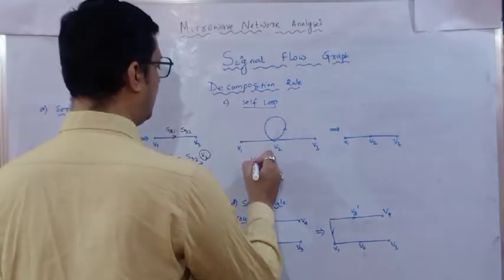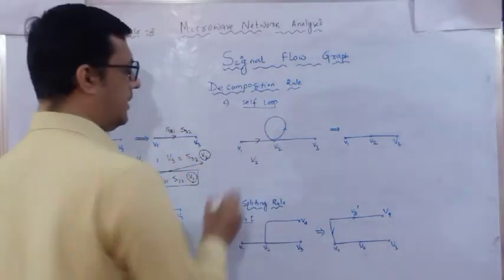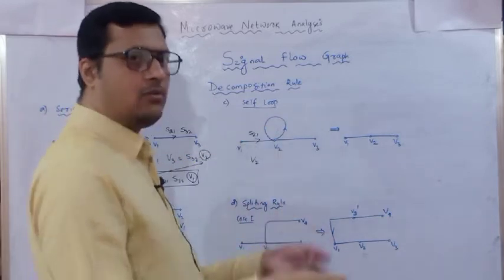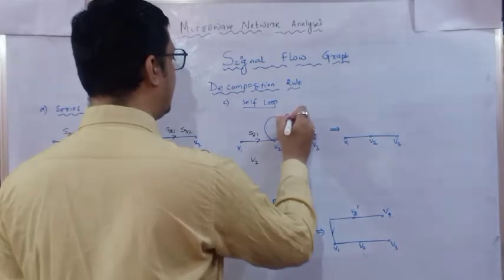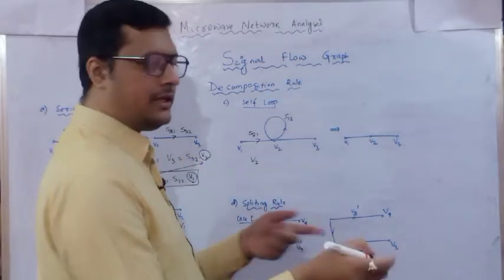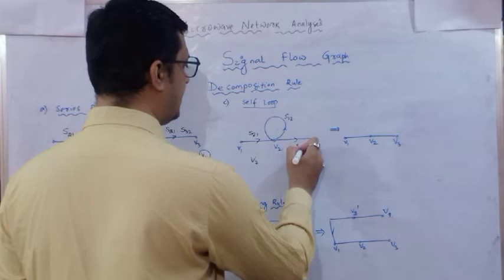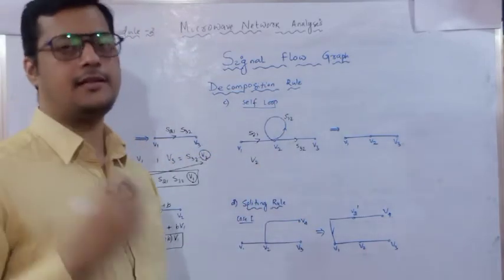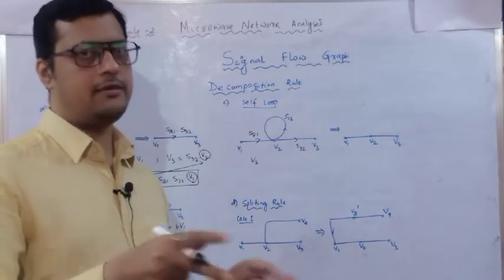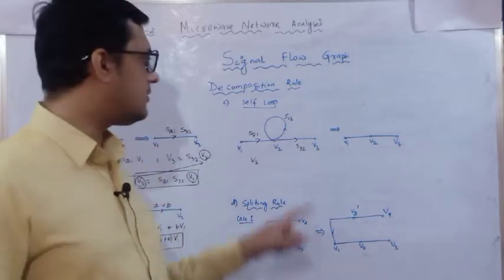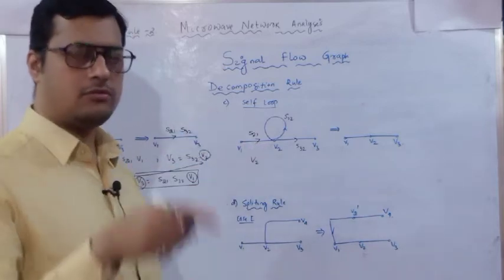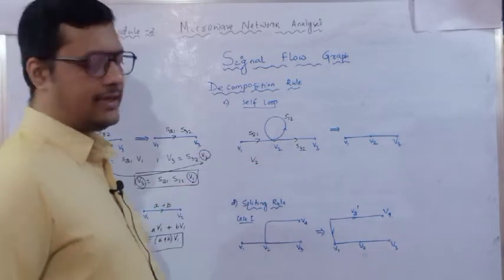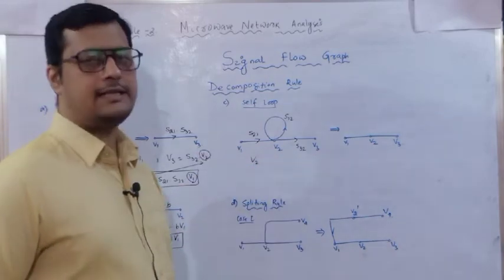So that loop will be, first, V1 to V2, it is S21, V2 to V2, it is S22, and V2 to V3, it is S32. So these are the three scattering parameters, because there are three branches. Two individual branches and one self branch. So self branch is 2 to 2, so 2 to 2 means it is S22. And V1 to V2 means it is S21, V2 to V3 means it is S32.